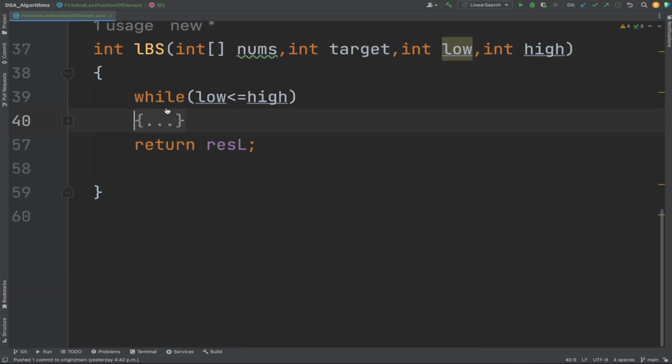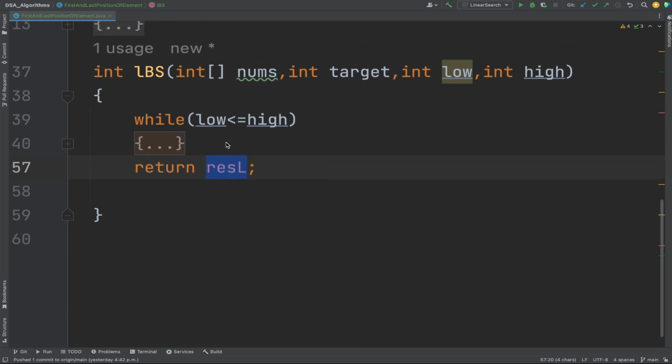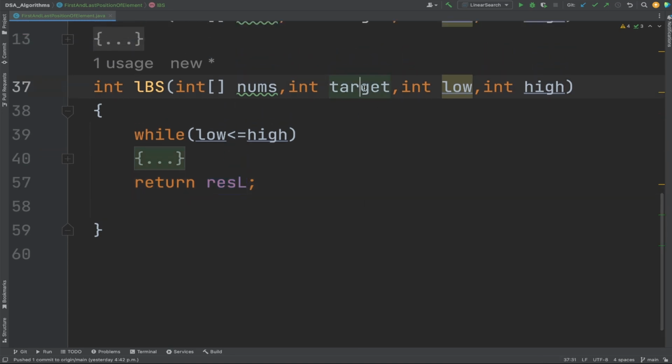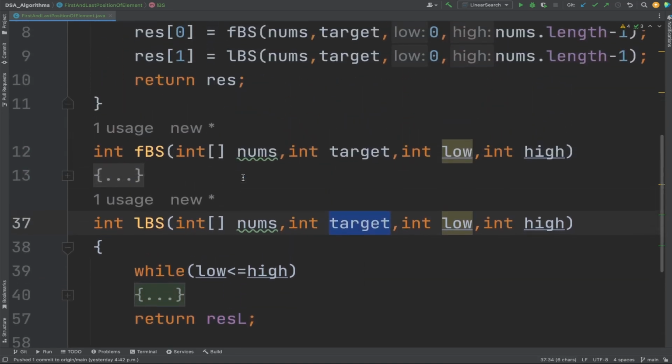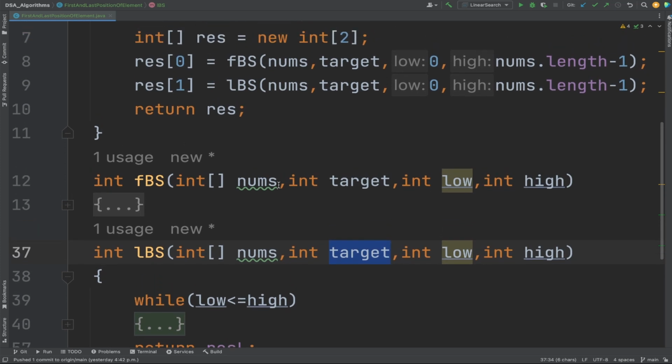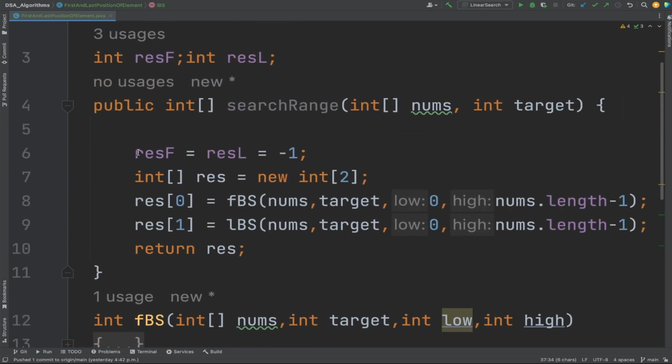Keep on doing this. If you're able to find your element, you'll have a correct value in your result which you're going to return, right? For some instances, the target was not present in the array. Then, as you know from the earlier example as well, we initialized both the first occurrence and the last occurrence as -1, because that's what the question has mentioned: if the target does not exist, we have to give -1.